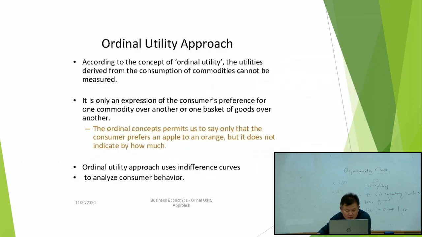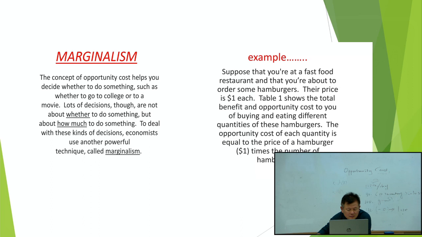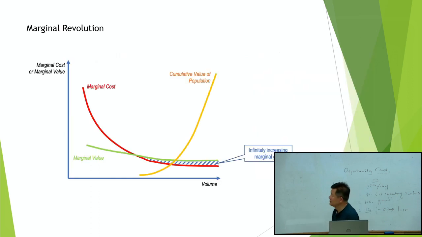Using the utility. Okay. So let me show you the marginal graphs in here. Most people find it a little bit difficult. Anyway, the marginal cost graph is the red one. The green color is marginal value, and the yellow curve is cumulative. It's accumulating the value of the population, and this gap is infinitely increasing marginal gains.